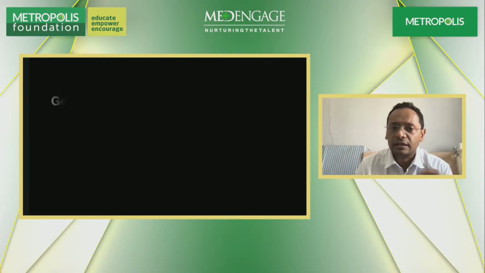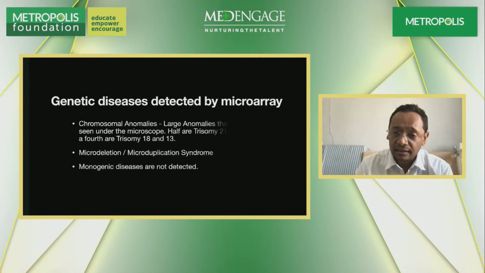Then you have the microarray. The same, you can see large anomalies, but in this you can pick up microdeletions and microduplications, whereas monogenic diseases are not detected in here.